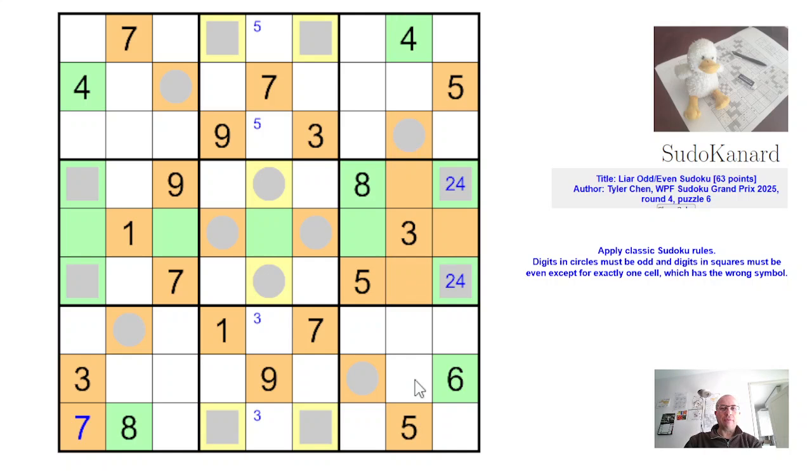So now we have 5 odd digits in this column, so the remaining cells must be even. We have 4 even digits in this region, so those 2 cells must be odd. We have 4 even digits in this column, so the remaining cells must be odd. We have 5 odd digits in this column, so the remaining cells must be even. So this falls into place quite nicely. And I think that this is it for the time being.